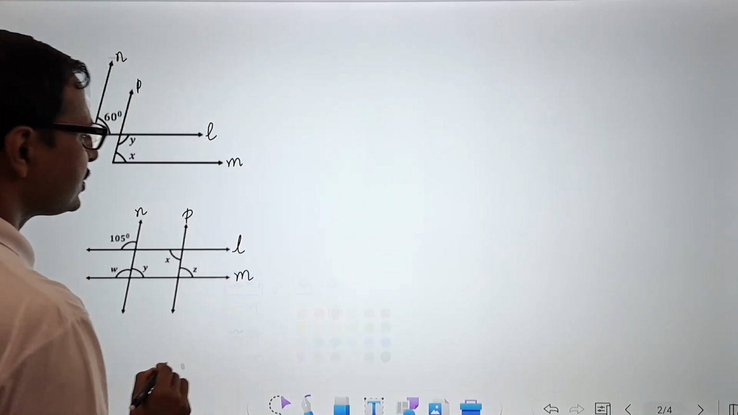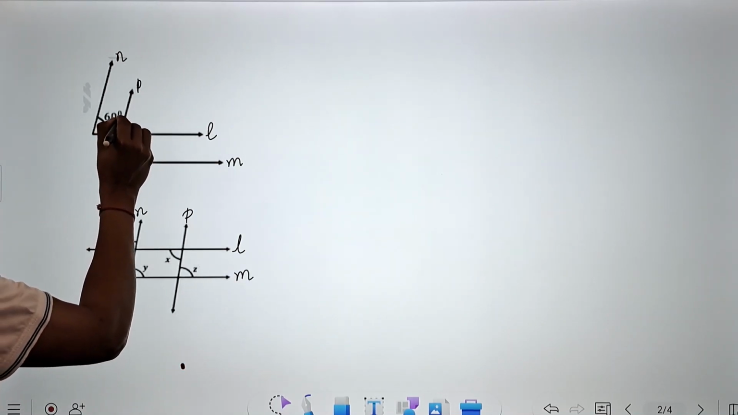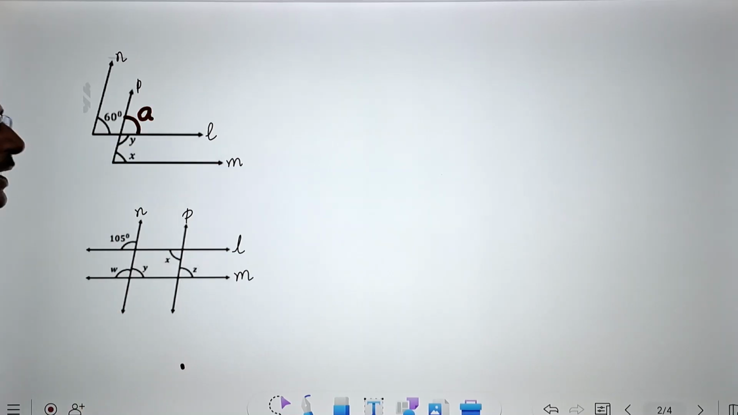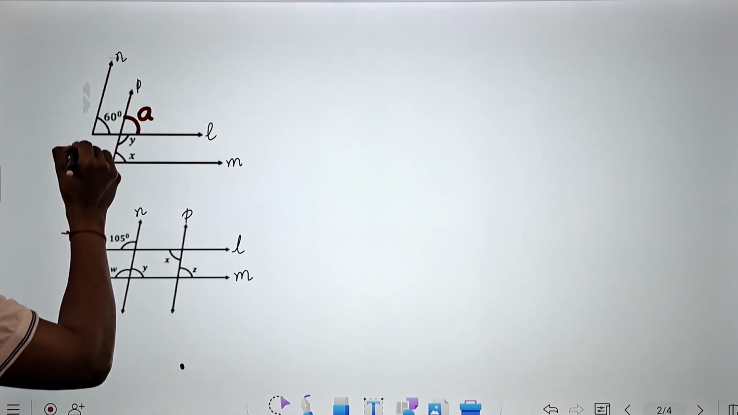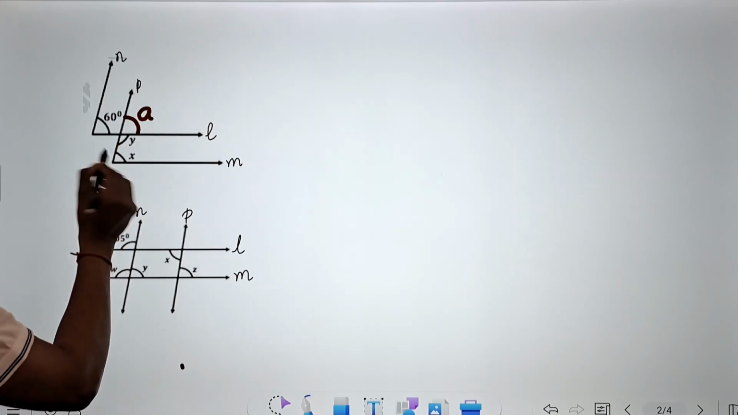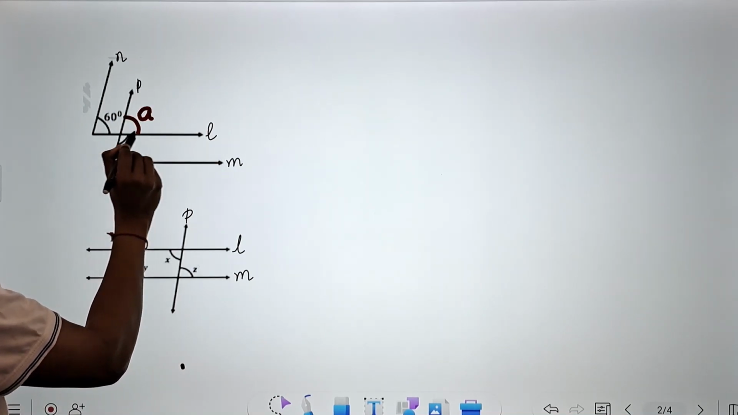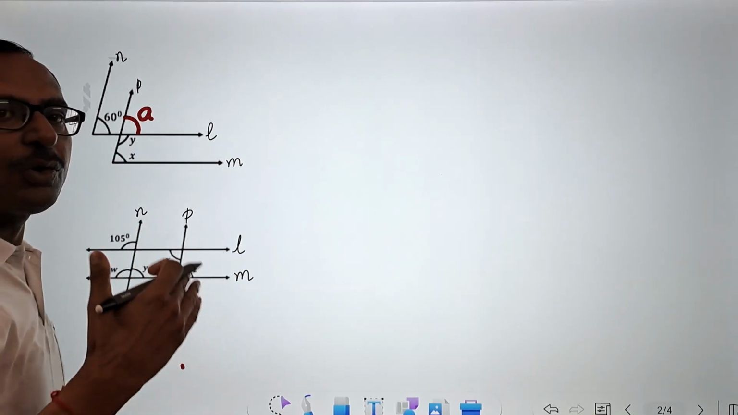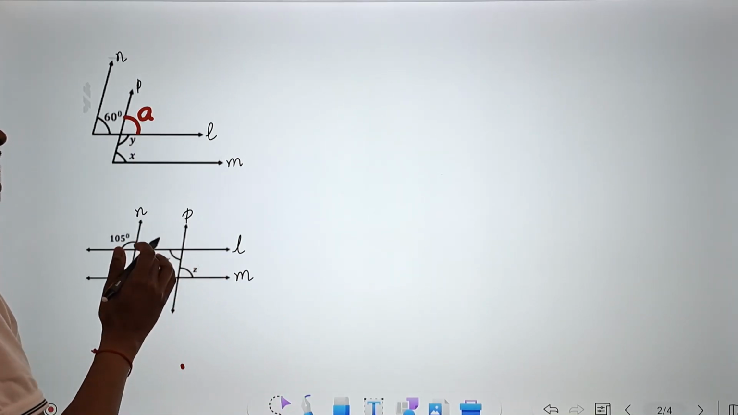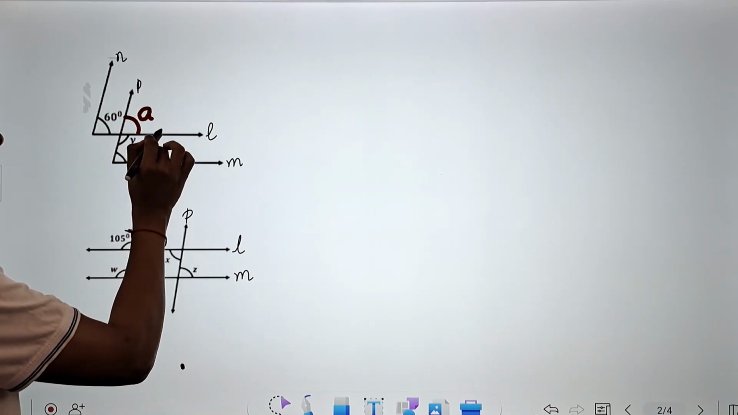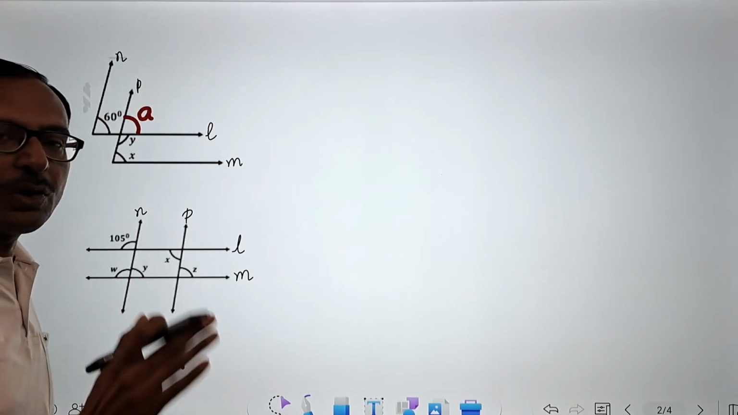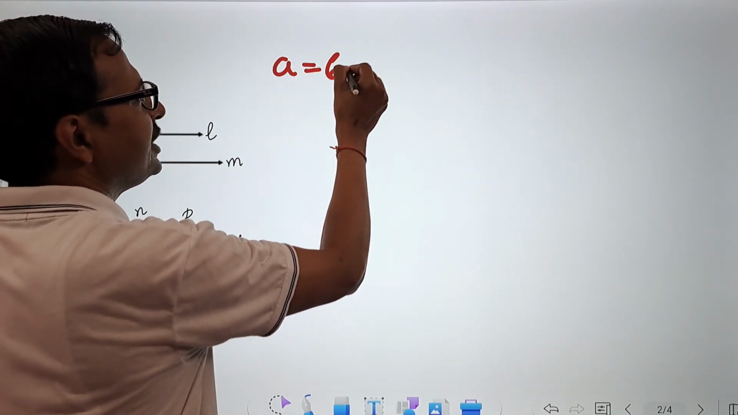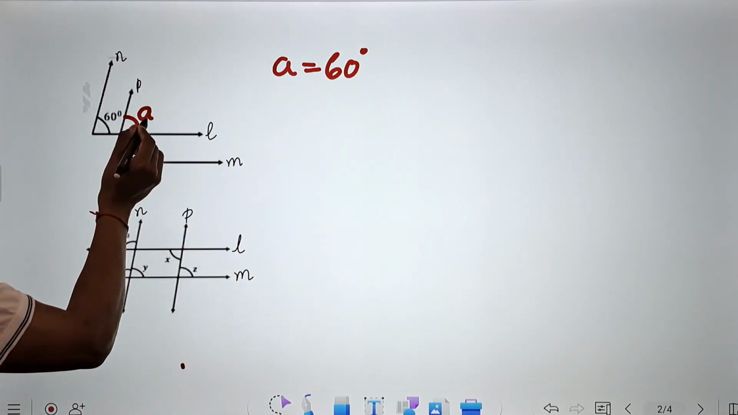Now for solving this question, first of all we have to assume this angle as say small a. Now if you observe carefully, these two lines N and P are parallel and they are intersected by this transversal. So 60 and A, they form a pair of corresponding angles. And whenever two parallel lines are intersected by a transversal, the corresponding angles are always equal. And therefore, the value of A will be 60 degree. They are going to be equal.